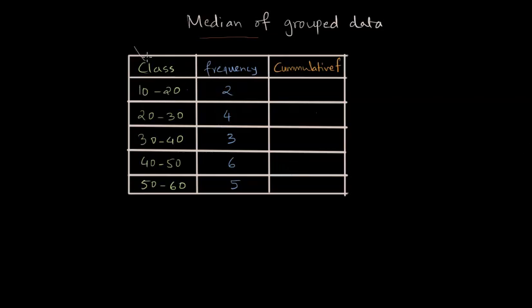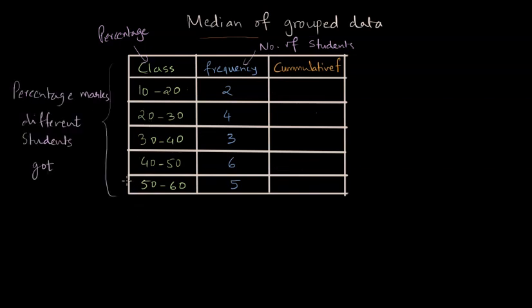So this class means the percentage range, and the frequency is the number of students, basically. So this is how this table can be read. But the heading is class because we are talking about the range of percentage that different students have received. So this table is telling us about the percentage marks different students have got. And our objective here is to find the median of this particular grouped data.